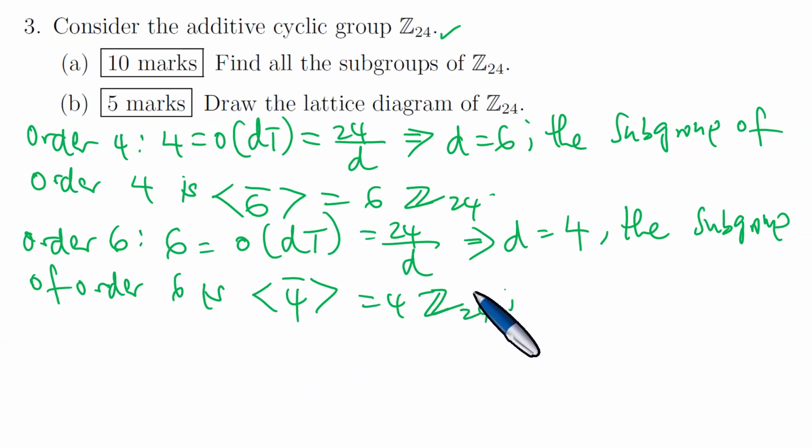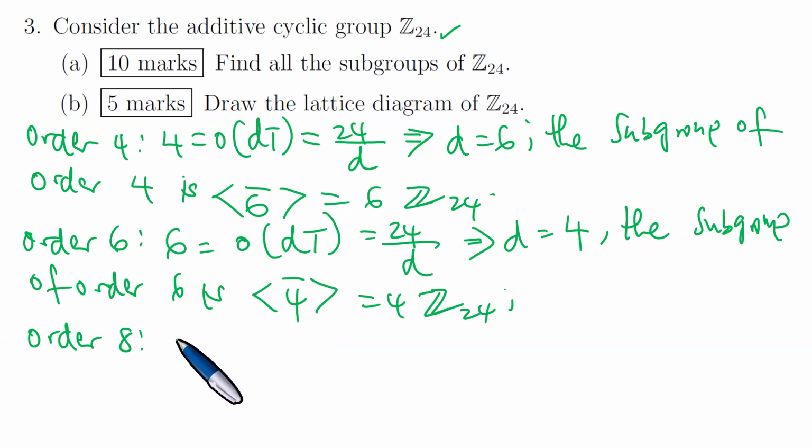All right. And then we have order 8, and then we have 12, and then we're done. And then we just list the subgroups. We have listed them somehow, because under exam conditions you don't need to write a lot of repetitive things. Now it's order 8.